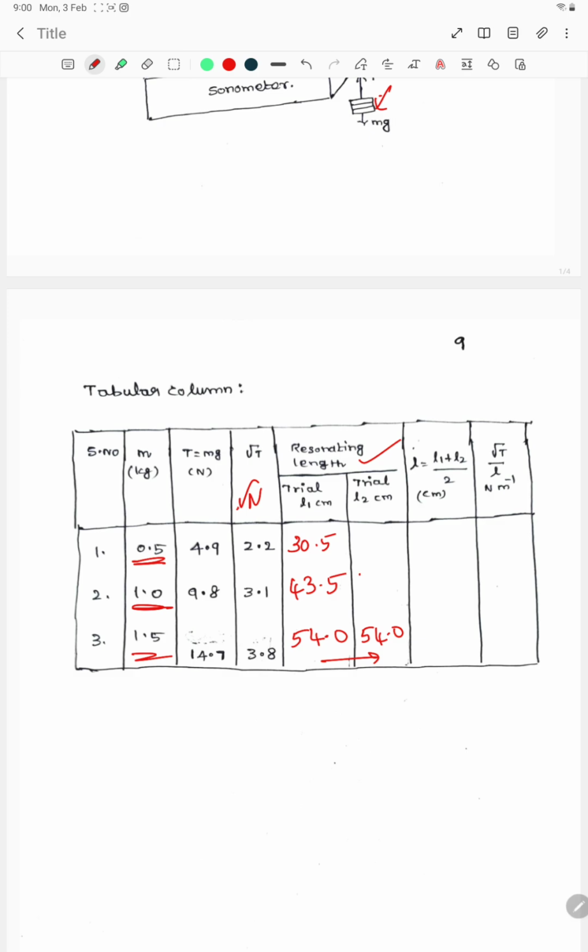When you do the experiment again, let us say you're getting 43.5 once again, and here you're getting 29.5. So you have done 2 trials, one is loading and the other one is unloading, and then you have to take the average.